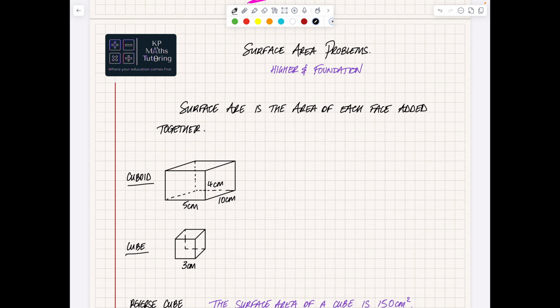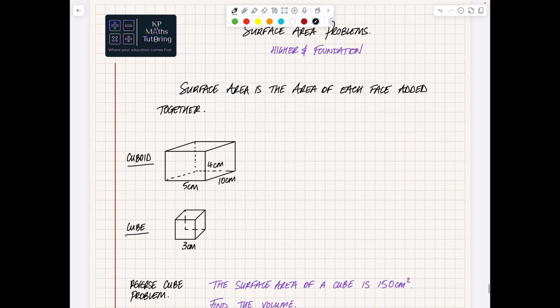So first of all, if we understand what the concept of surface area is: the area of each face added together. So let's look at this first example. We've got a cuboid here. The thing that we need to know is that on a cuboid, we've got a front, we've got a back, and I'll draw this out in a second so you can see it. We've got a left-hand side, so imagine a shoebox. We've got a right-hand side, we've got a top, and we've got a bottom, okay?